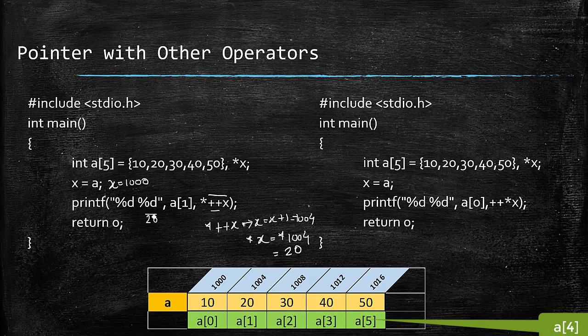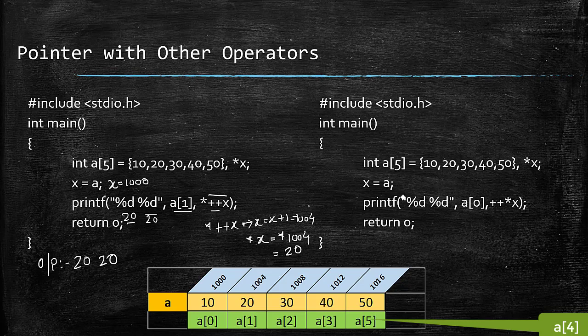Now, what is the value of a1? The a1 value is 20, so this will give me 20 in this position. So the output of this code will be 20, 20.